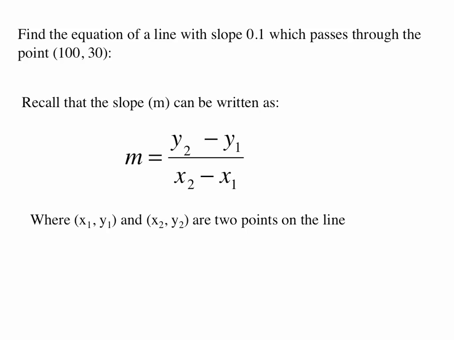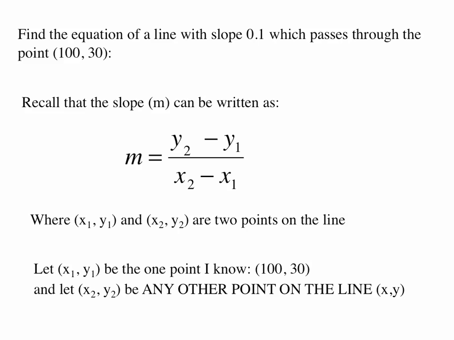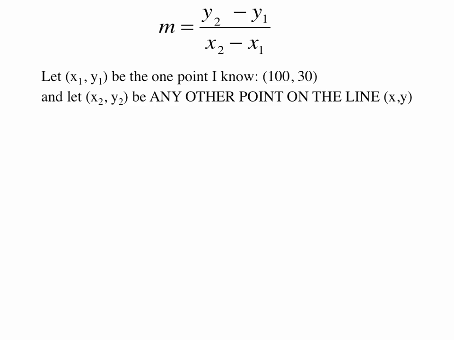And then here's what I'm going to do. I'm going to notice that x1, y1, and x2, y2 are just two points on the line. I'm going to let x1, y1 be the one point I know, 100, 30, and I'm going to let x2, y2 stand for any other point on the line. Could be any point, any x and any y. Let me plug in these two things, that x1, y1 is the one point I know, and x2, y2 is any other point on the line.